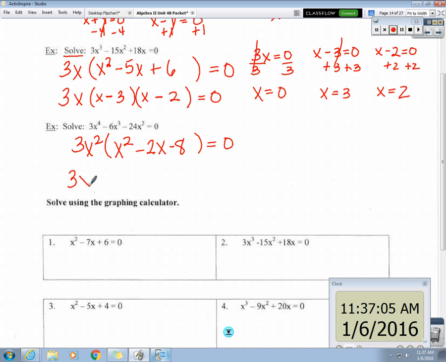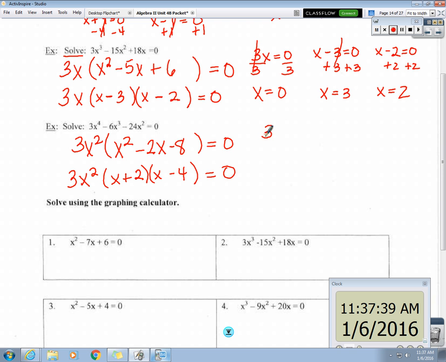So now we can see that we can use the bubble method on what's remaining by looking for two numbers that add up to negative 2 and multiply to negative 8. Anytime you're multiplying to get a negative, what do you know about your signs? Opposite. To get a negative, you have to have one positive, one negative. What numbers will do this? Right, negative 4 and positive 2 will multiply to a negative 8, and when you add them, it'll be negative 2. Okay, so now we have to continue.